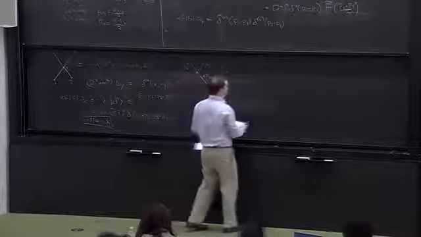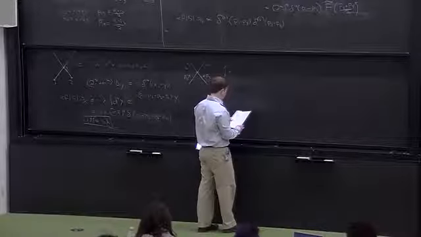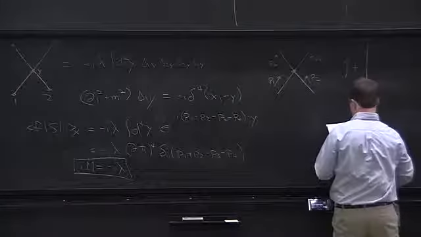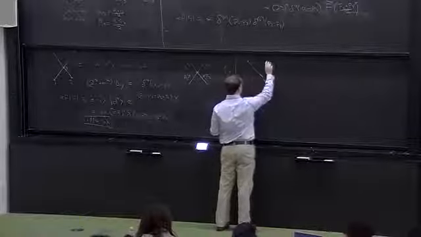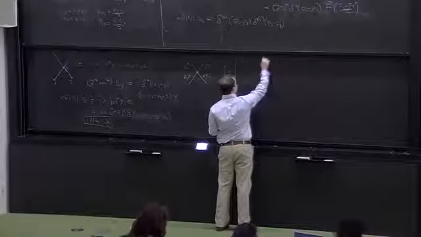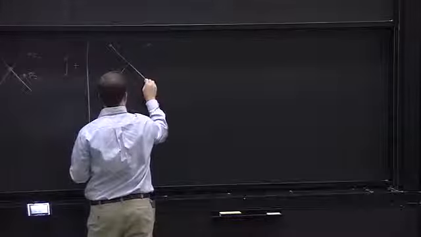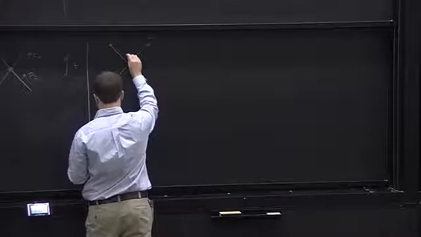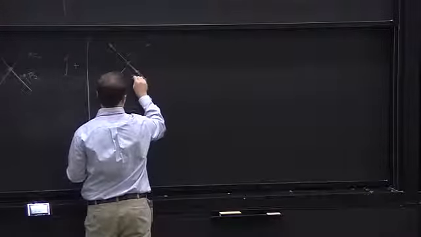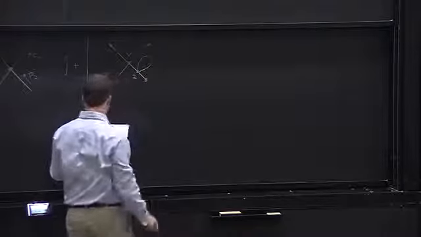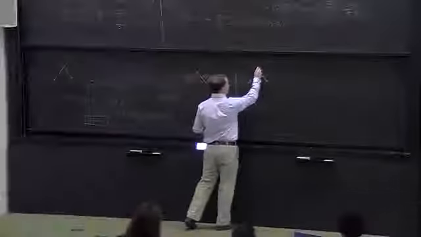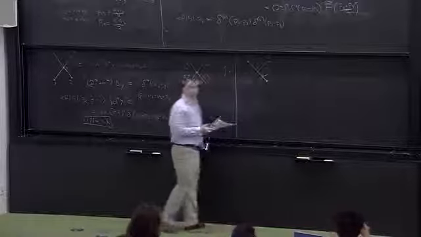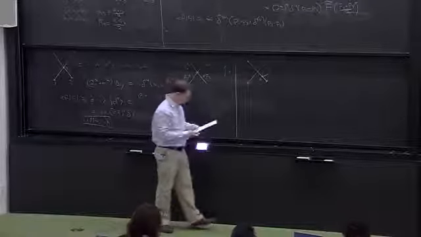Okay, so let's try to go to the next order. The next order, there's a whole bunch of diagrams. I won't draw them all. But there will be a diagram like this. This is a fully connected diagram. So there will be a diagram like this. And this has two vertices. So it contributes at order lambda squared.